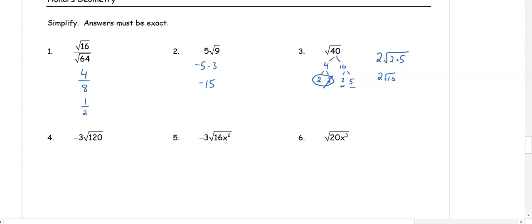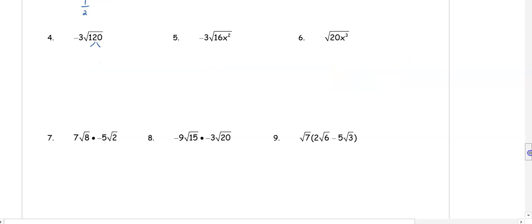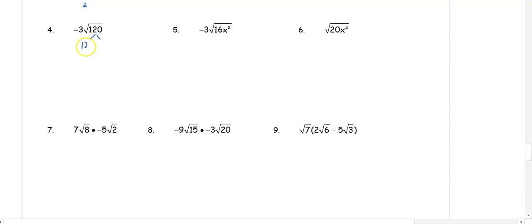In number 4, we have -3 times the square root of 120. We don't know the square root of 120, so we know two numbers that multiply to 120 are 12 and 10. Two numbers that multiply to 12 are 4 and 3. Two numbers that multiply to 4 are 2 and 2. Two numbers that multiply to 10 are 2 and 5.